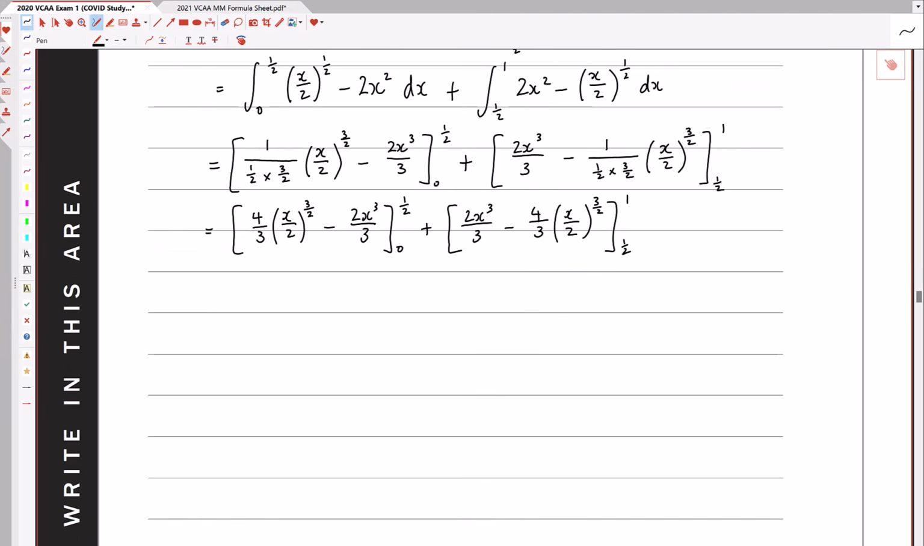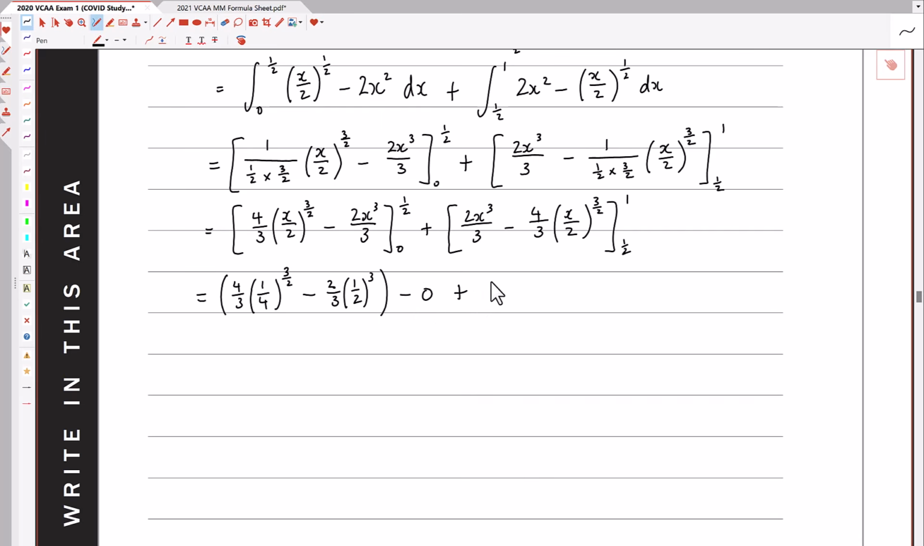Okay, so now we want to do our substitutions. So substituting in 1 half, we're going to have 4 thirds. 1 half divided by 2 is a quarter. And then this is 2 thirds times a half cubed. And then if we're taking away, if we put 0 into both of those, we'll get 0.